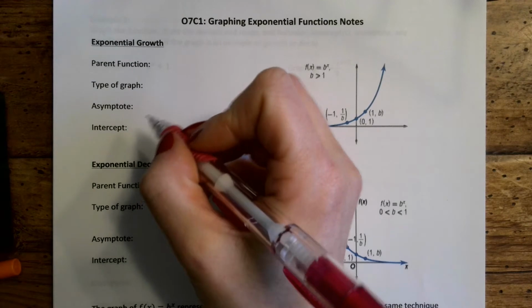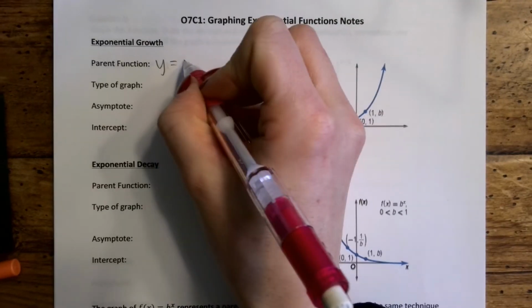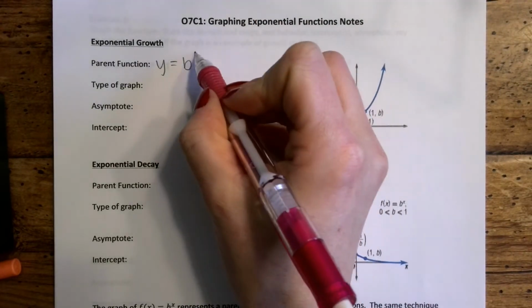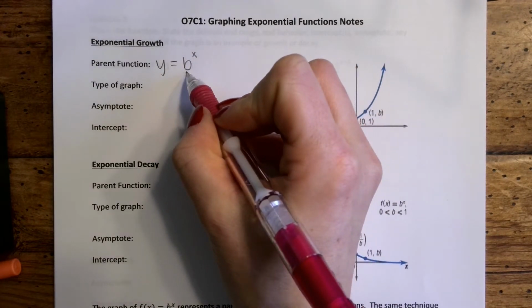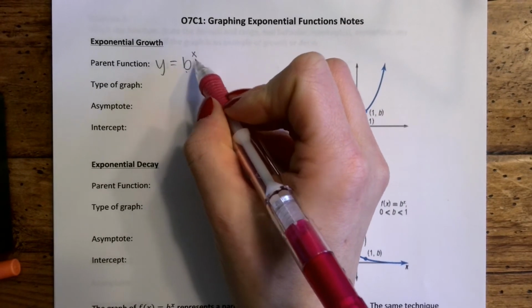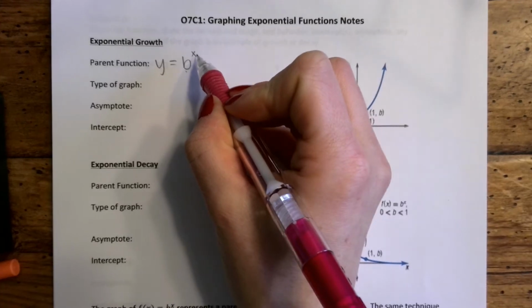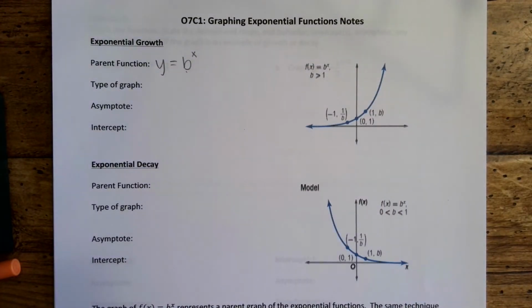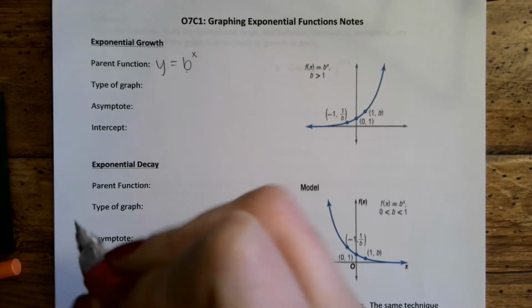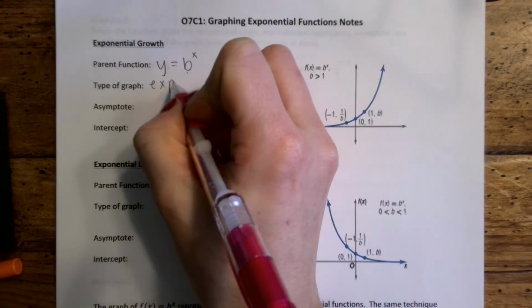Your parent function is y equals b with an exponent of x. This b is just representing a number, so it could be any kind of number here, and your exponent will always have a variable of x in it. This type of graph is an exponential graph.